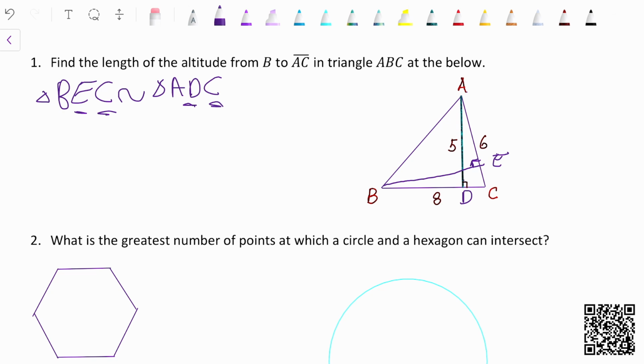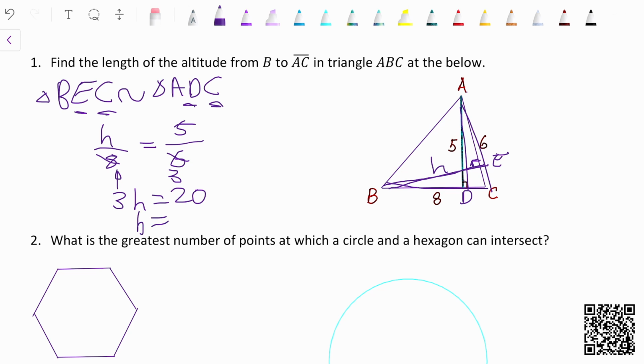So this means now that we know that these two are similar, we can find the 2 points that correspond to each other. And in this case, we have this side corresponding to this side, and this side corresponding to this side, which we're just going to label H for height. So that means that now we can draw a ratio. This means that H over 8 is equivalent to 5 over 6, and from then on, it's just smooth sailing. So 4 and 3, so 3H is equivalent to 20, therefore H is equivalent to 20 over 3.